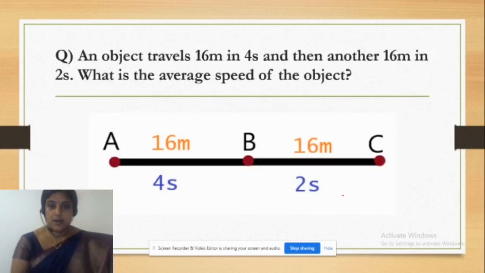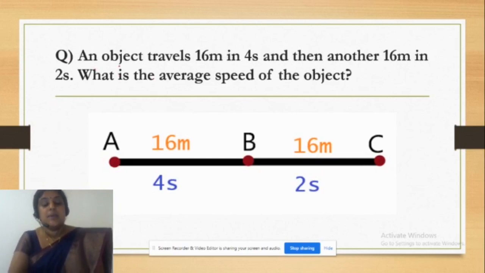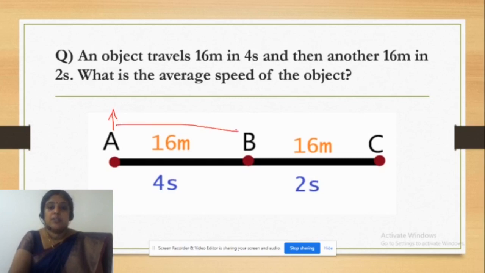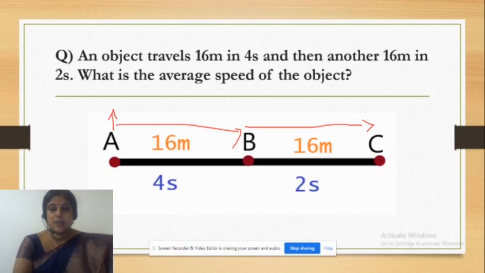So let us do a numerical problem. The question is, an object travels 16 meters in 4 seconds and then another 16 meters in 2 seconds. What is the average speed of the object? Suppose the object is at point A and it travels to point B, which is 16 meters apart, and from point B it travels to point C, which is again 16 meters apart. We are assuming the points to be A, B, and C.